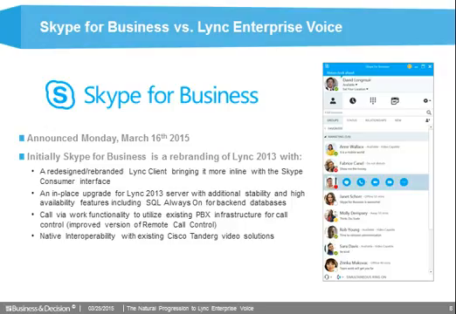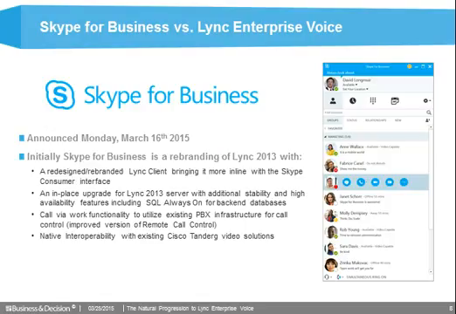Now, last week, Microsoft kind of threw us for a loop. It was expected, but they made the announcement: Skype for Business. Skype for Business essentially is a rebranding of Lync 2013. Originally, when Microsoft purchased Skype several years ago, it stood alone as its own product line.